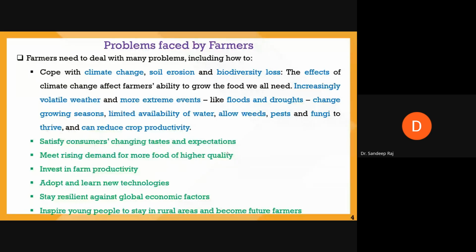So, what our measures can help the farmers with is to satisfy the consumers' changing taste and expectations, meeting rising demand for more food of higher quality, invest in farm productivity, adopt and learn new technologies, stay resilient against global economic factors, and inspire young people to stay in rural areas and become future farmers.